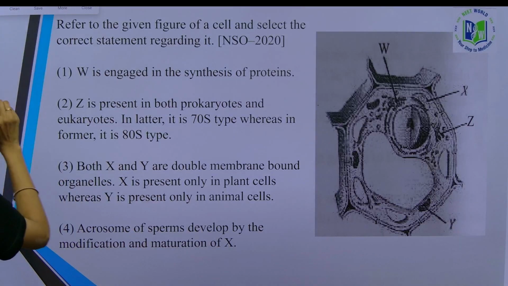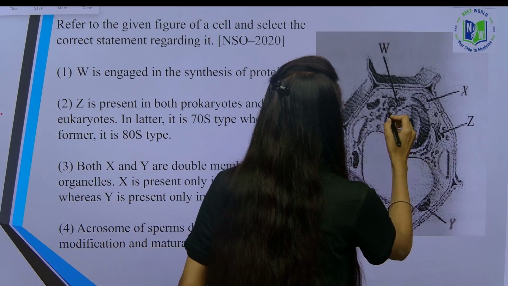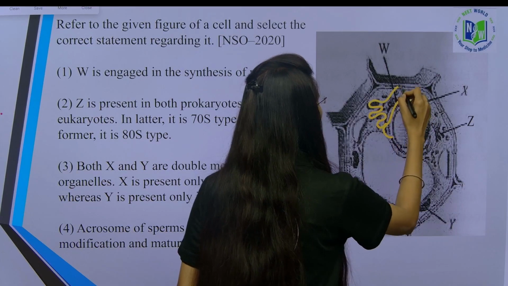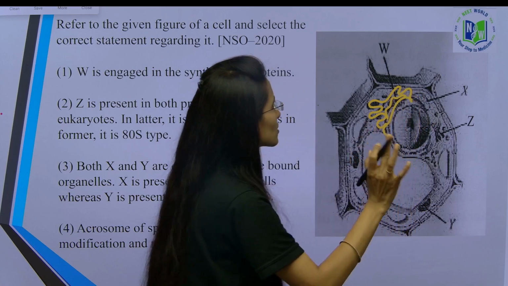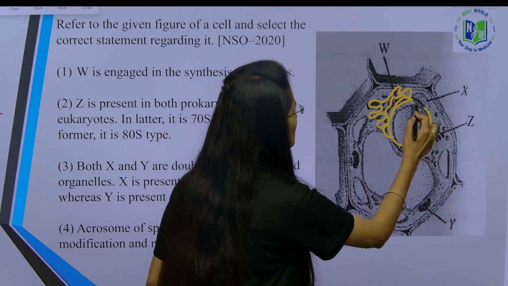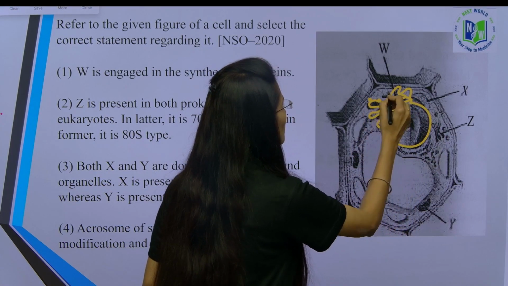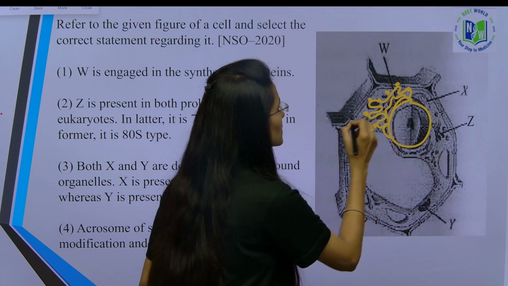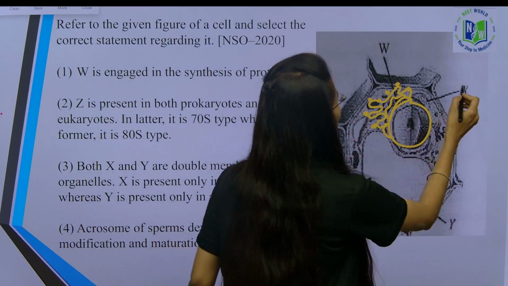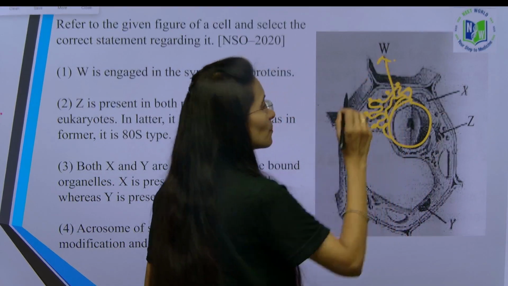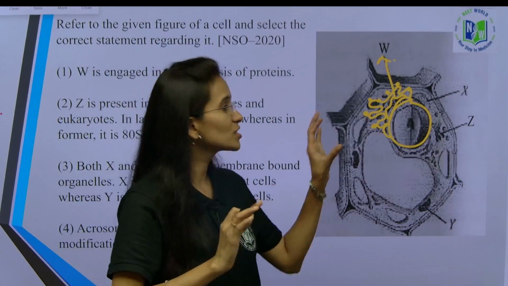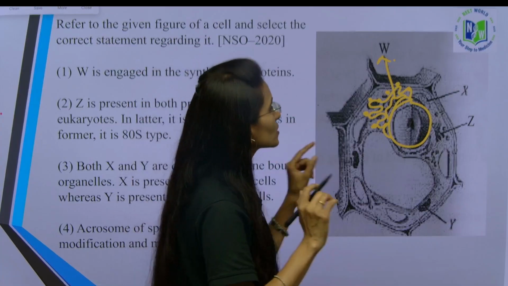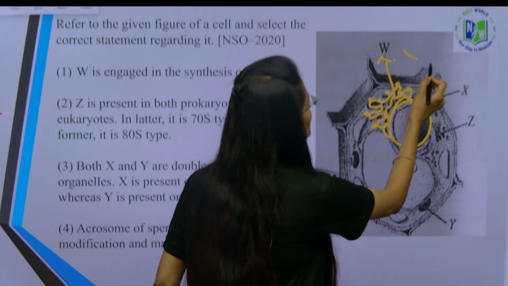Just a minute, students. Yes. So, this is the rough endoplasmic reticulum which is continuous with the nucleus. This is the nucleus. Okay. So, this is the rough endoplasmic reticulum attached with the ribosomes, and here this is the W. W is a rough endoplasmic reticulum which contains ribosomes attached, which are involved in synthesis of proteins. So, here now X, okay, the X is the chloroplast.